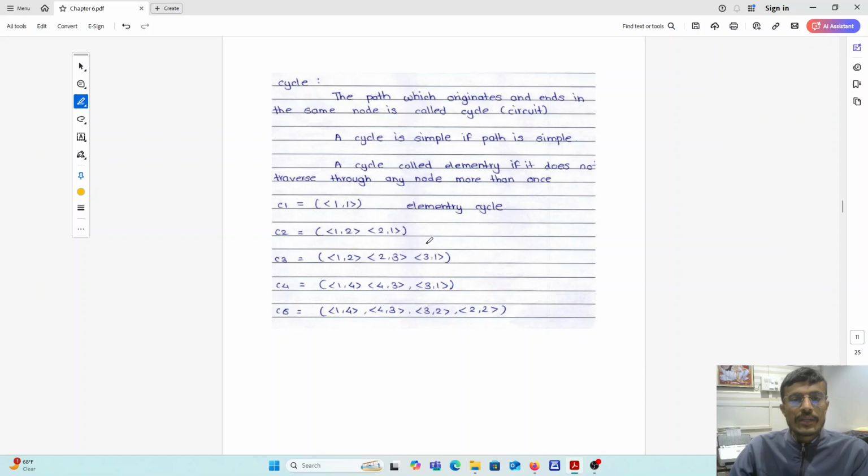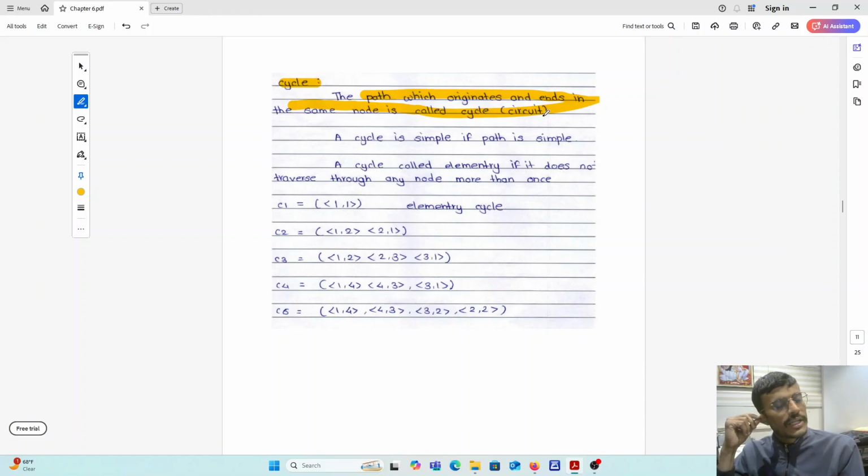Fine. Now the next definition is cycle. As the name suggests, a path which originates and ends at the same node is called a cycle, or it is also called a circuit. Means, for example, if the source node is 1, the destination node must be 1. So if you see here, C1 is the first possible cycle which has source node 1 and destination node 1. So that's why it is called an elementary cycle, because 1 is there and a single edge is there.